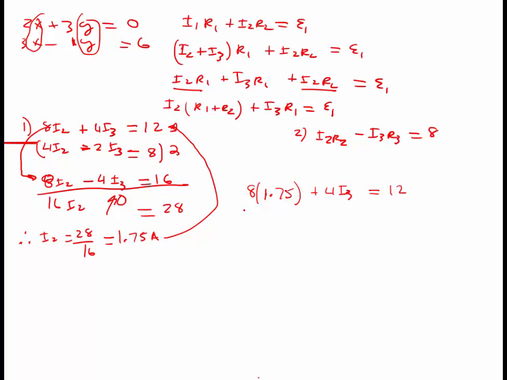Okay. Now 8 times 1.75 will give me 14, so we have 14, right? Plus 4 times I3 is equal to 12. Bring that to the other side, it becomes minus 14. So what we have is that 4 I3 is equal to minus 2. And therefore, if I solve for I3, I3 is going to be equal to minus 2 divided by 4, to give me minus 0.5 amps.